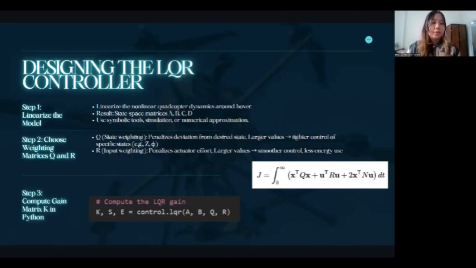Step 3 is that we compute the gain matrix K in Python. Using the Python control library, we compute the optimal gain matrix using this line of code: K, S, E equals control.lqr(A, B, Q, R). This K will be used in our control law u equals minus Kx. The goal here is to minimize the cost function J. This is the formula which blends state errors and control effort over time.